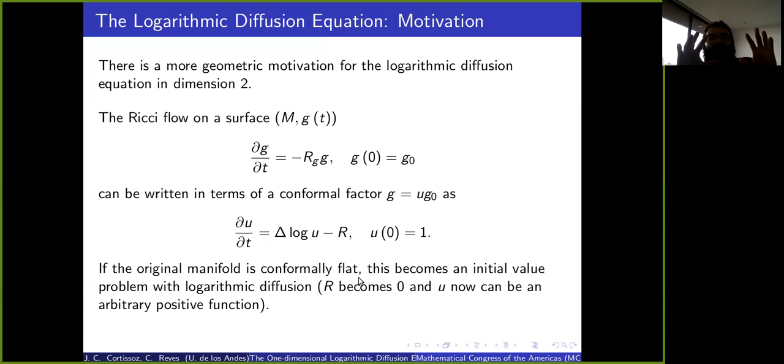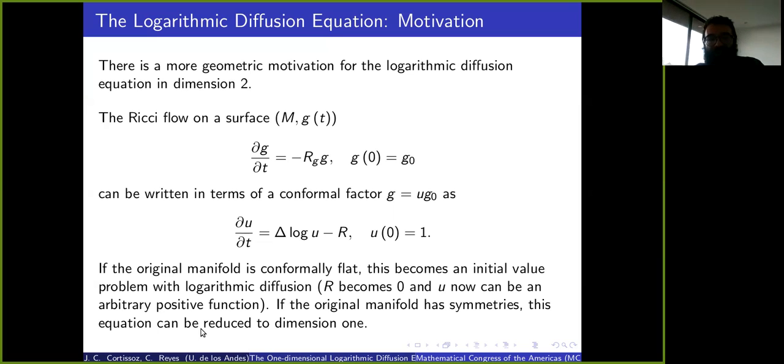So the logarithmic diffusion equation arises also as another way of writing the Ricci flow equation when you are working on a surface. Well, if your surface has certain symmetry, for instance, if your initial surface is a cylinder with S1 symmetry, it means that the metric on this cylinder is the product metric of a metric on the circle times the interval, then this equation, this logarithmic diffusion equation, becomes a one-dimensional logarithmic diffusion equation. So that's the geometric motivation I had to study this equation.